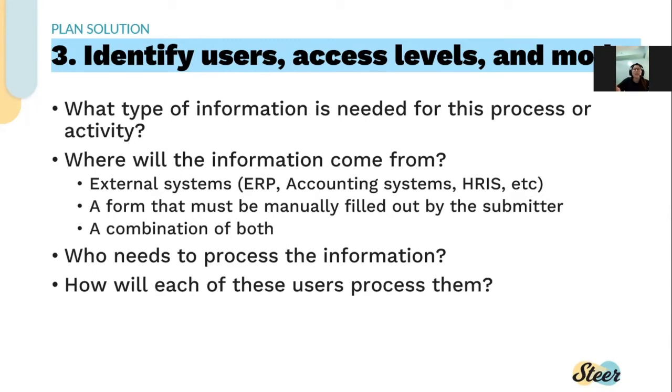We also need to ask, where is the information coming from? So you need to consider, will the information about the parts come from an external system, maybe the ERP and the accounting system perhaps? Would the information be coming manually as an input by the users? Or maybe it's a combination of both. So there's probably a part of the form that comes from some external system, and then another part of the form is manually added by the user.